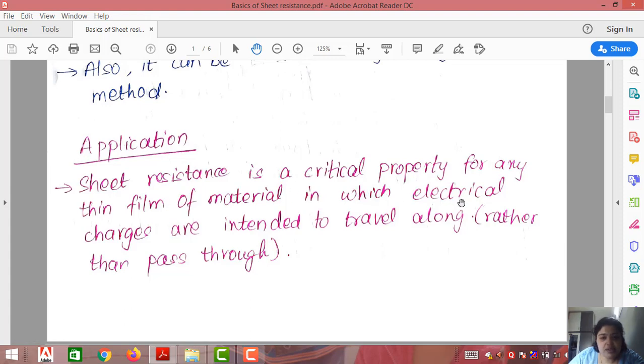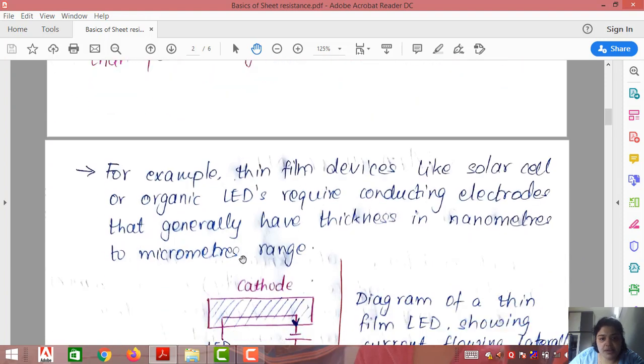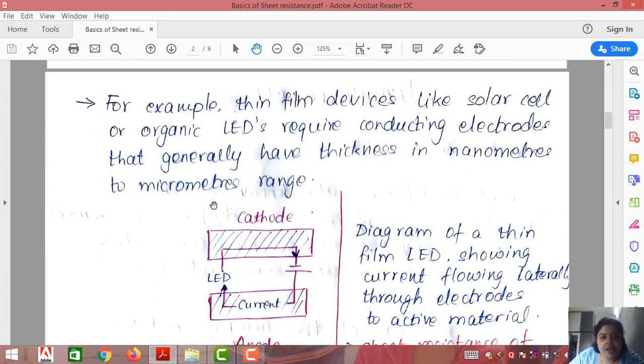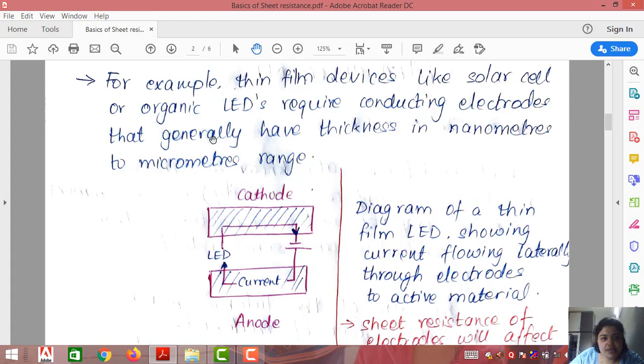So sheet resistance is a critical property for any thin film of material in which electrical charges are intended to travel rather than pass through. So we'll be considering a basic example. Suppose you consider this as an LED. LED is a PN junction only, which has an anode and a cathode. So for example, thin film devices like solar cells and organic LEDs require conducting electrodes that generally have thickness in nanometers, because the electrodes are the parts which are actually used in circuits.